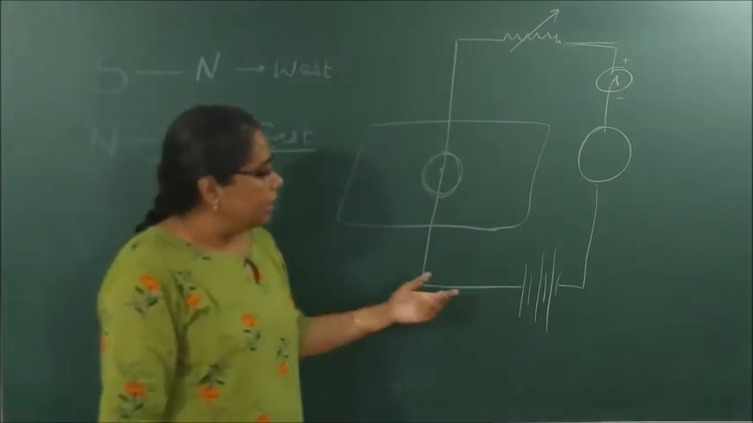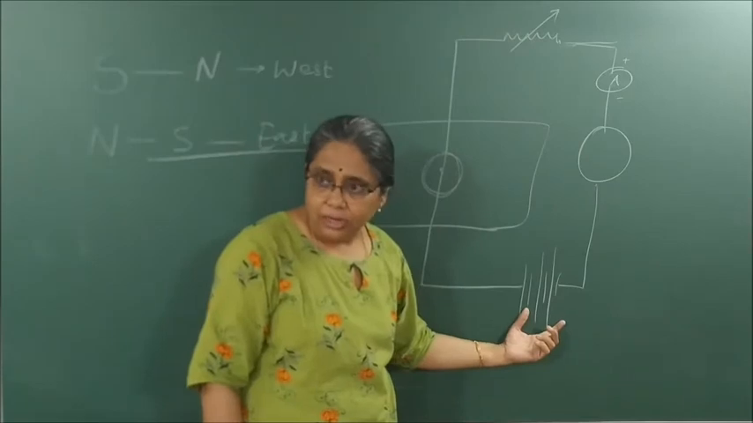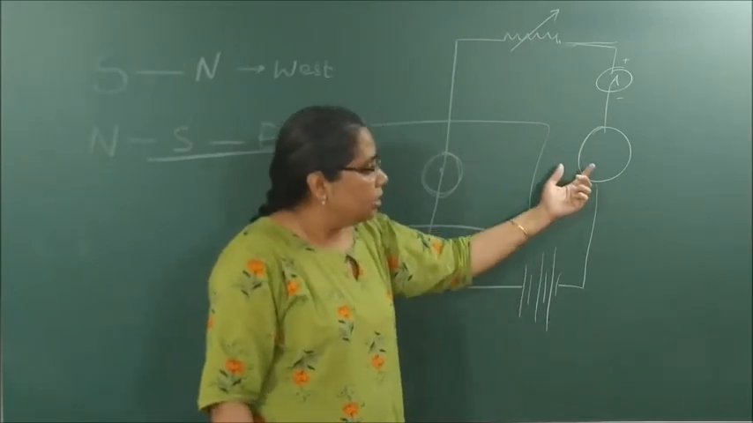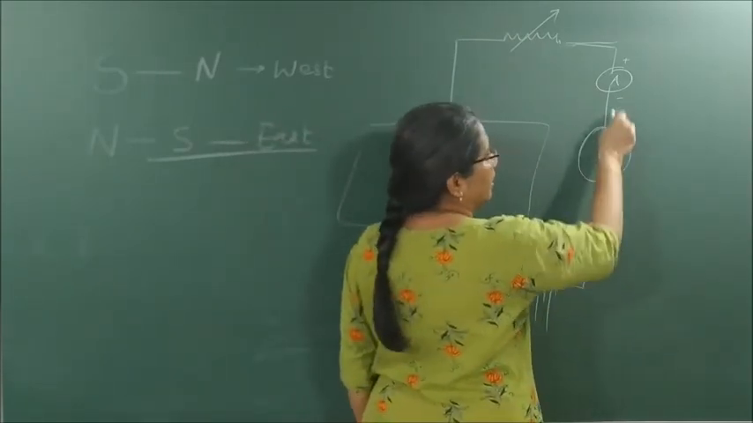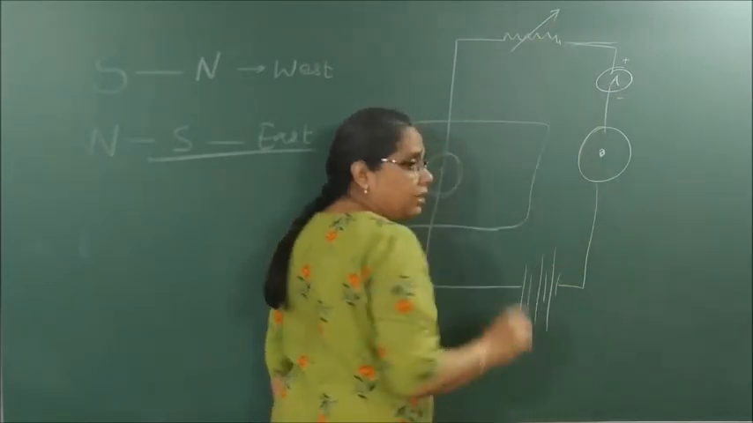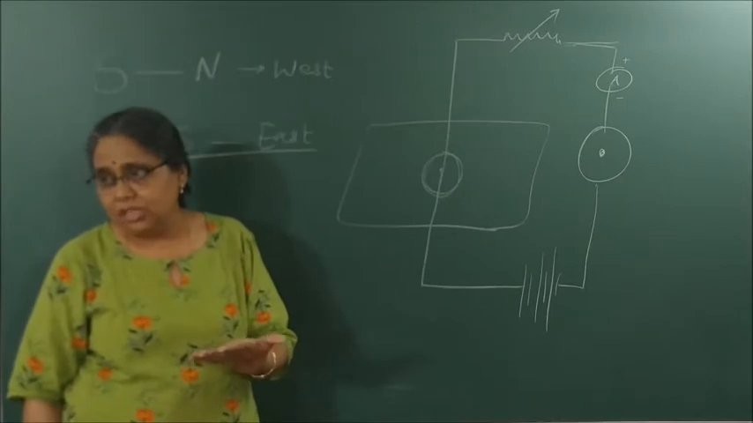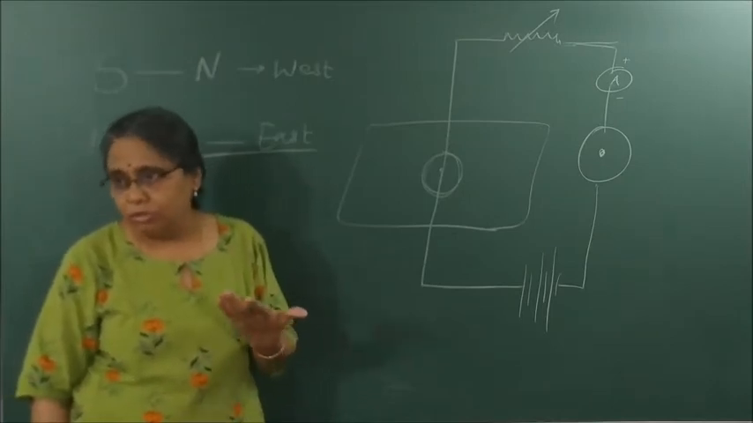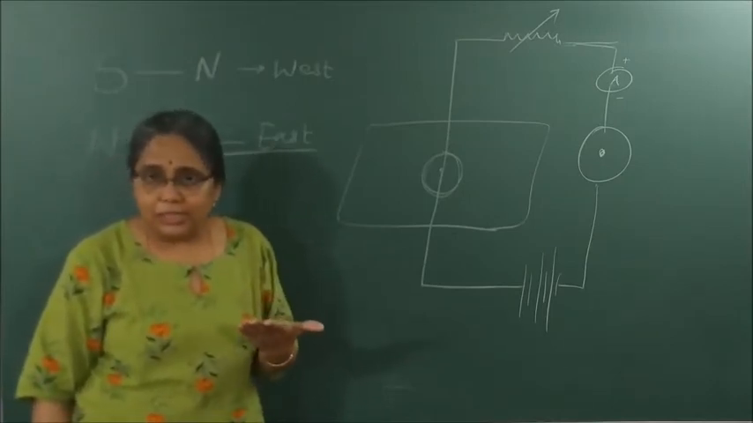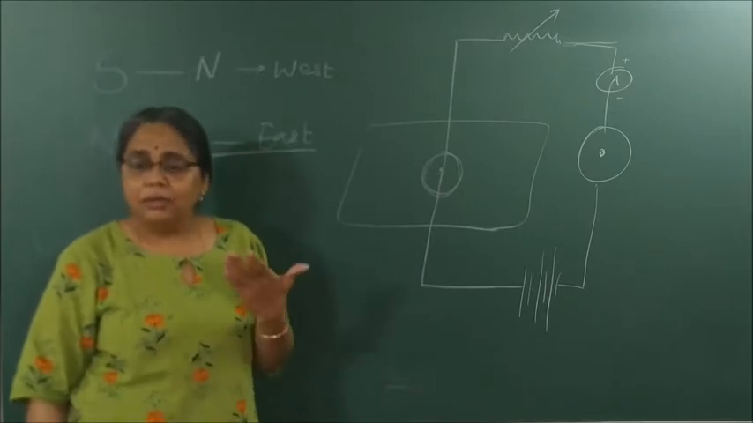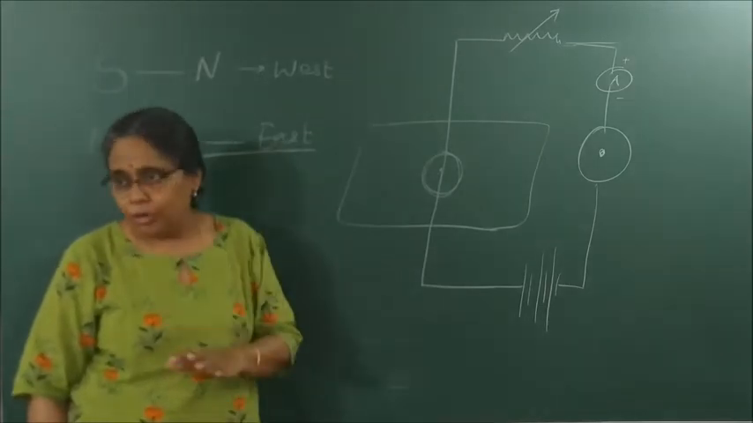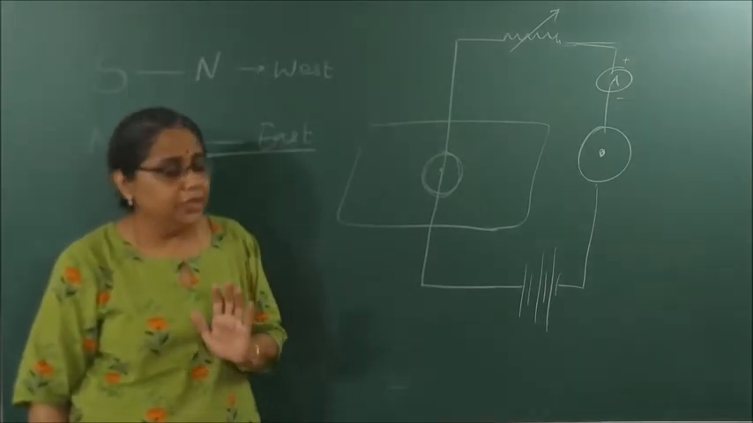This wire is connected to a cell or a battery using a plug key, an ammeter, and a rheostat. The rheostat will change the resistance, and hence the current will also change. The more the resistance, the less the current. The less the resistance, the more the current. This much we have learned.